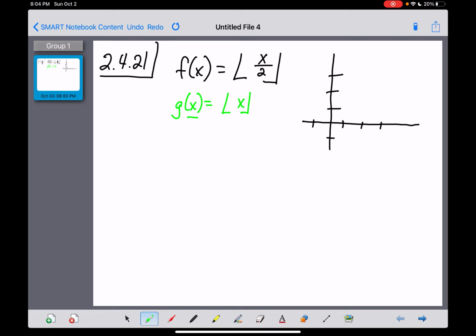And notice I'm still in green, guys, so I wouldn't put this in your notes just yet. If we were to put a 0 into this function right here, the greatest integer not greater than 0 is 0. 0 is not greater than 0, so that one works. And if you put a 1 in there, the greatest integer not greater than 1 is 1. I think I see a pattern. The greatest integer not greater than 2 is 2, and the greatest integer not greater than 3 is 3.